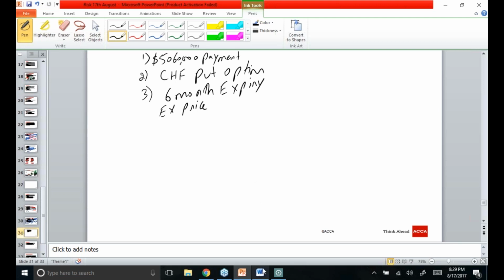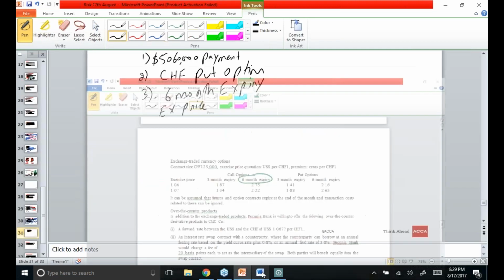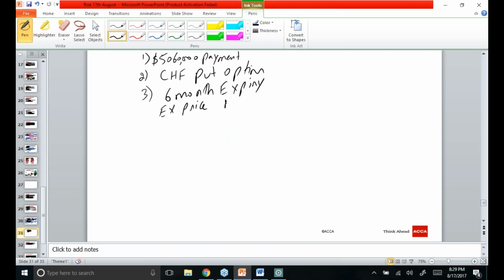The exercise price is 1.06 and 1.07. The exercise price is 1.06 dollar over CHF and 1.07 dollar over CHF.